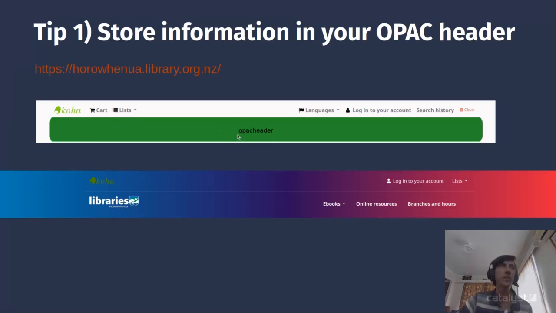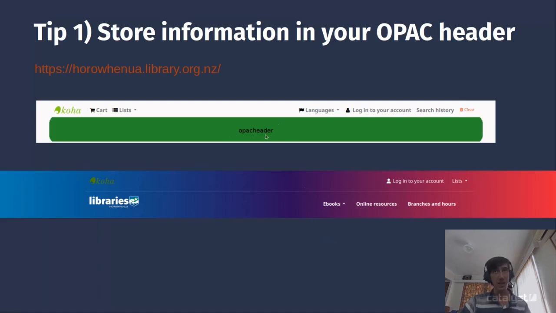It's displayed at the top of the page, and we've got an example here from Horowhenua Library. If we compare the diagram versus what Horowhenua has, theirs is stretching across the slide. We've got the Koha logo at the top, which appears also on the diagram. Under the Koha logo, they have added the Libraries Horowhenua logo. And then on the right-hand side, they have a drop-down for ebooks, a link to online resources, and a link to branches and hours. This is all information that they have added to their OPAC header.